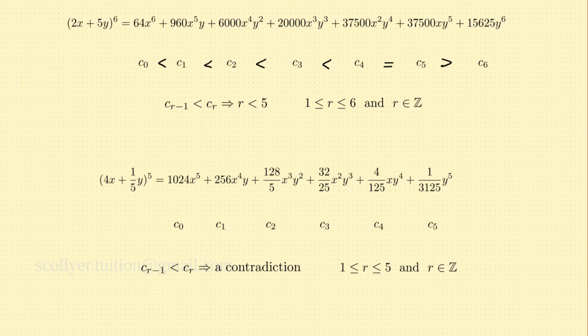Now, to see why this contradiction has arisen, we can look at the example of 2x plus 5y to the power 6. Here, there is a run of increasing coefficients from c sub 0 to c sub 4. That means that the statement c sub r minus 1 is less than c sub r is true for some value of r which satisfies these conditions. And from the true statement, c sub r minus 1 is less than c sub r, we were able to deduce the true statement r is less than 5.